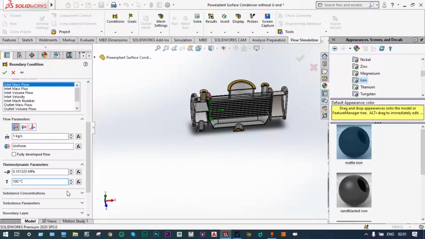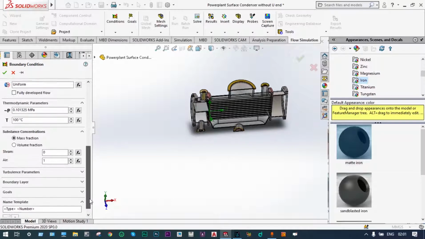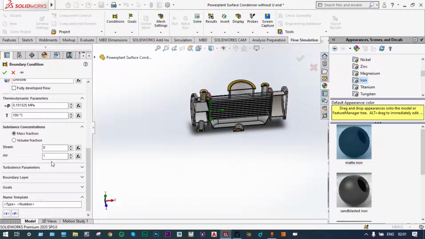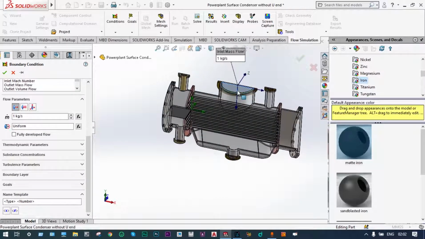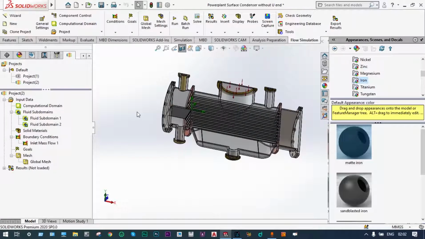And let us see the substance concentration. It will be 100% of steam, and air will be 0, right? So we're providing only steam from outside. No air is being supplied inside. Air will be flowing outside this surface condenser, and steam will be passing from this location at a rate of 1 kg per second. It is defined. Green check.